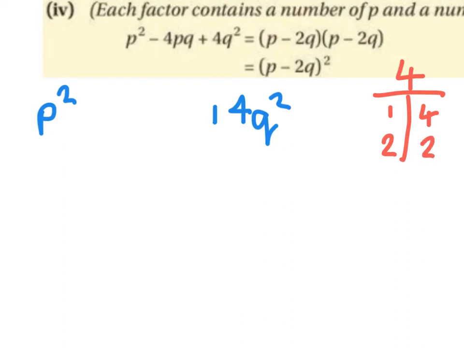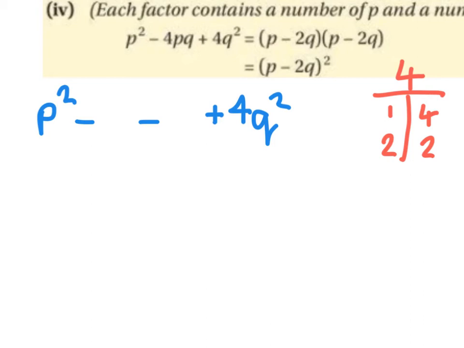I know that this 4q squared is positive. So now I have a look at my signs. I see that this is positive. So I know that my signs of each of these terms will be the same. And this is a minus, so they're both going to be minus. So I've got minus something, minus something. So what I need to do is choose 2 terms containing those factor pairs of 4 that when I add them together, I end up with minus 4pq. So minus something has to give me minus 4pq.